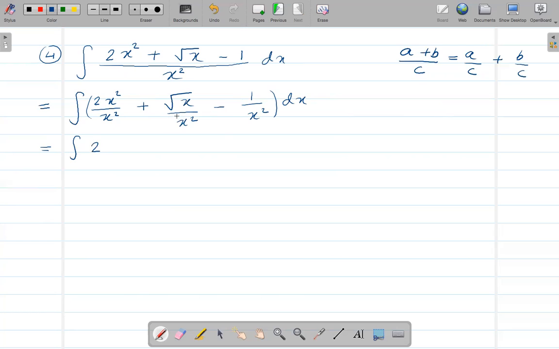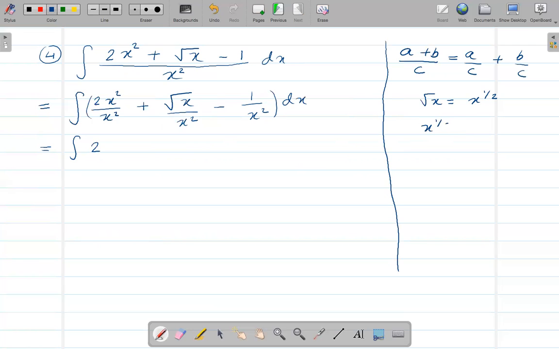Well, what can we do with this one? Let's do that one here. We know that the square root of x we can also write as x to the power 1/2, right? So that means, okay, square root of x means 1/2.